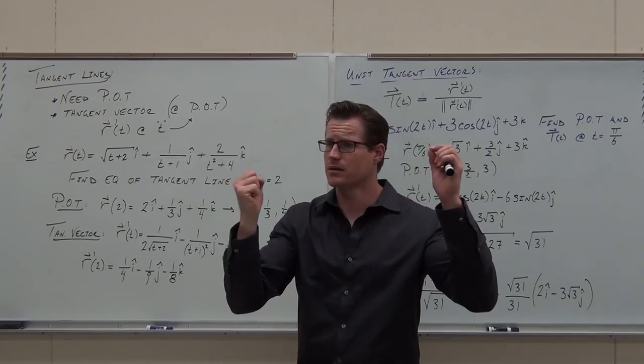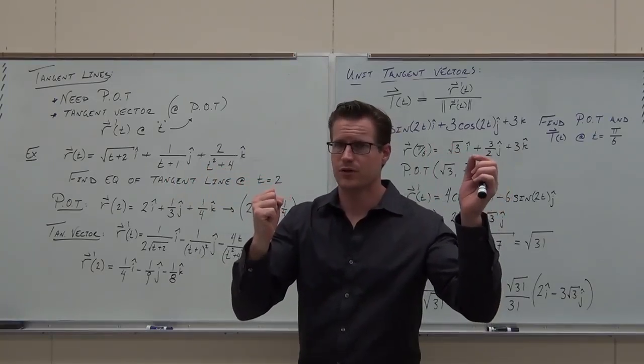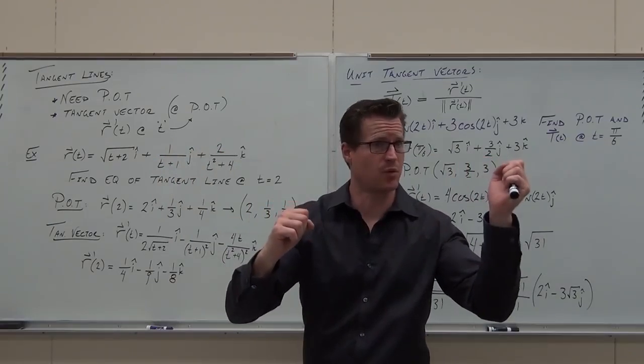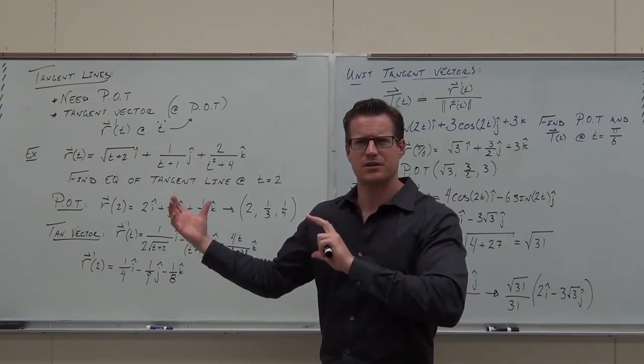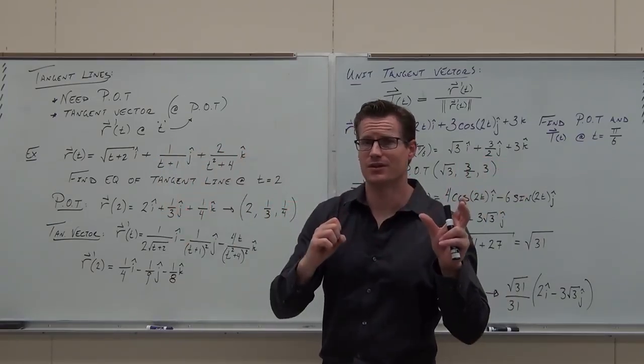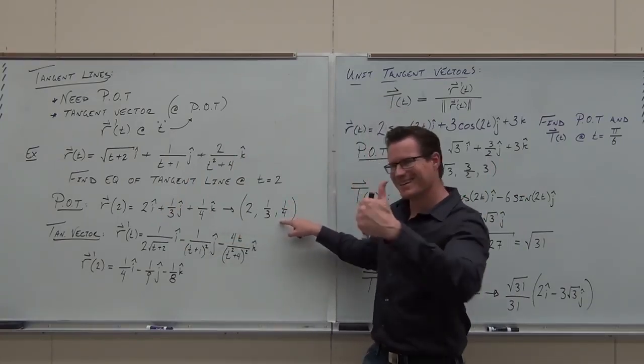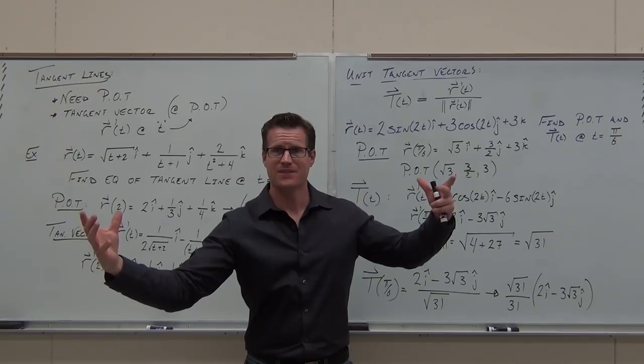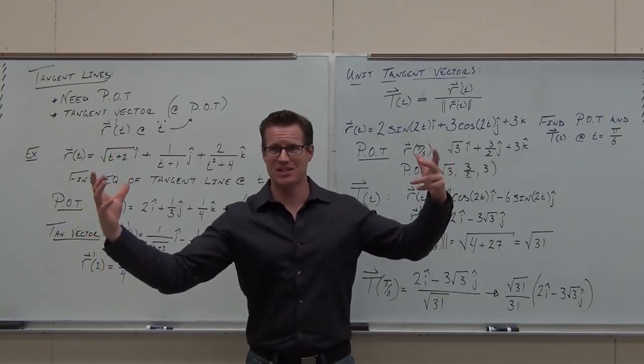Point and direction vector. For a tangent line, you need a point of tangency and a tangent vector at a specific point. Do we have a point of tangency? Yes. Do we have a tangent vector? Yes. Point of tangency, done. Tangent vector, done. We can write the equation of a line, if you remember what the equation of a line is.